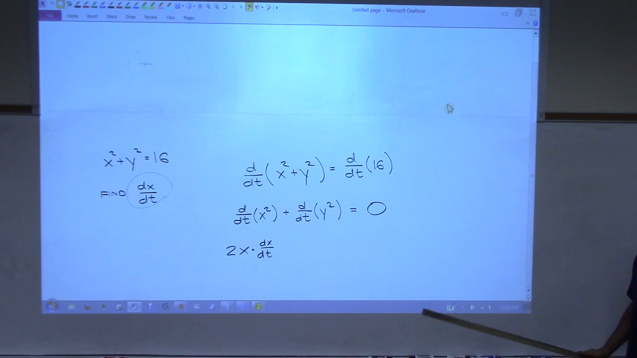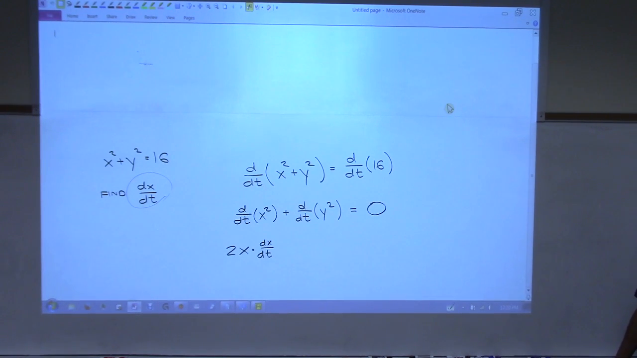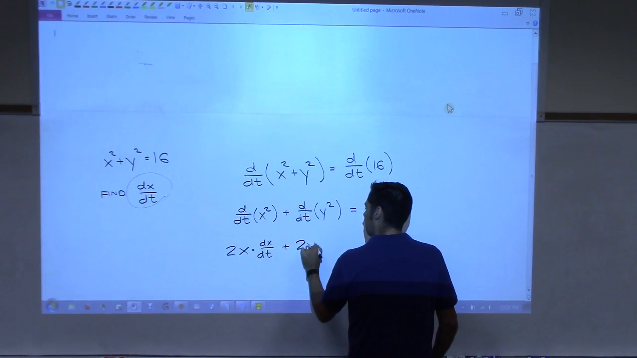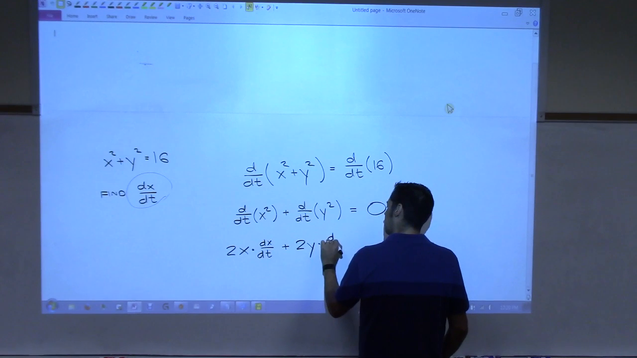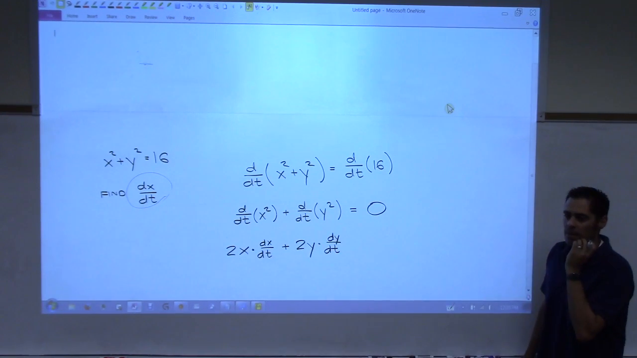But there's going to be a little bit of an issue, because when you do this one, something else is going to pop out and we're going to go like, oh, crap. So we're going to have the 2y, right? But then we're going to get what? dy/dt equals 0.